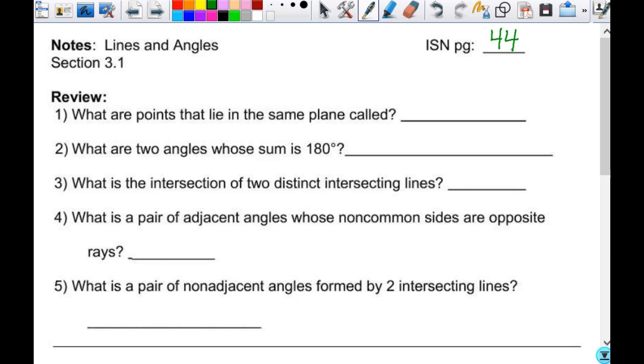Talk about lines and angles. So this first part is a review. Review meaning that we've already done it, right? So I want you to take a minute and fill in these 5 questions, or 5 blanks, not all of them are necessarily questions.